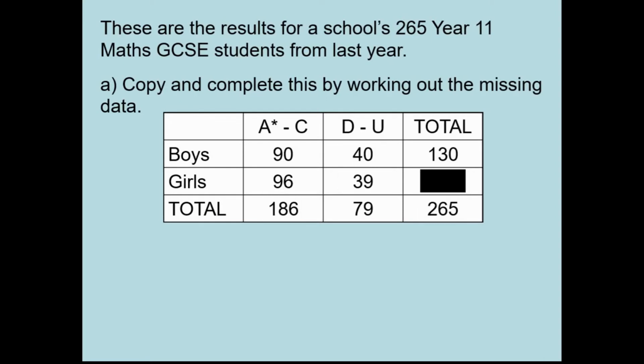Okay, so hopefully you got these values, which are nice and easy to get just through using a bit of adding and subtracting, and it says here that these are the results for a school's Year 11 Maths GCSE students, and it must be from a couple of years ago, seeing as they're still letters.